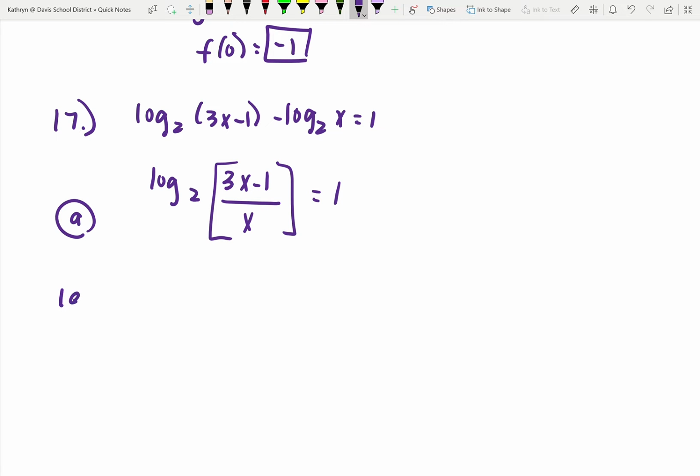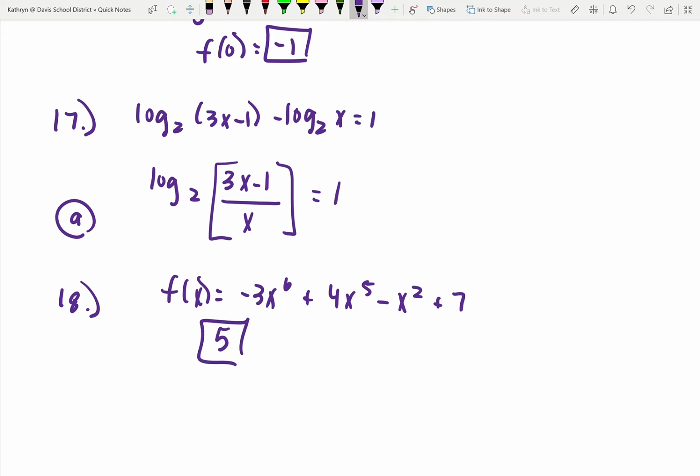Okay. Question 18, maximum number of turning points. This is very simple. So all you do is look at that biggest exponent, which is a 6, subtract 1, your answer is 5. Okay, just memorize that.